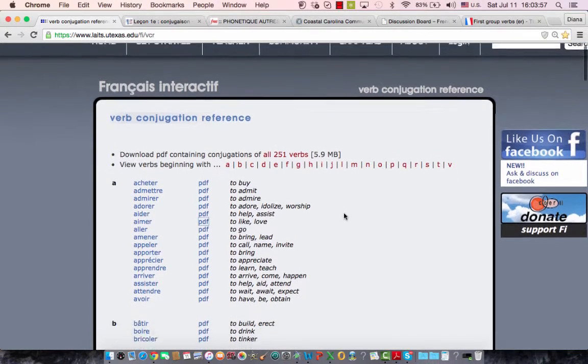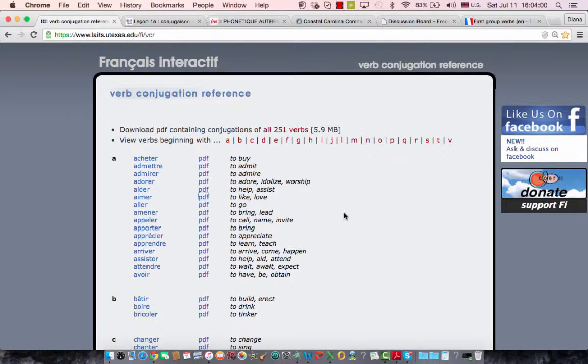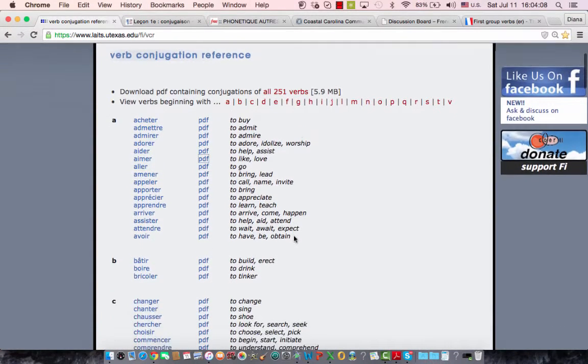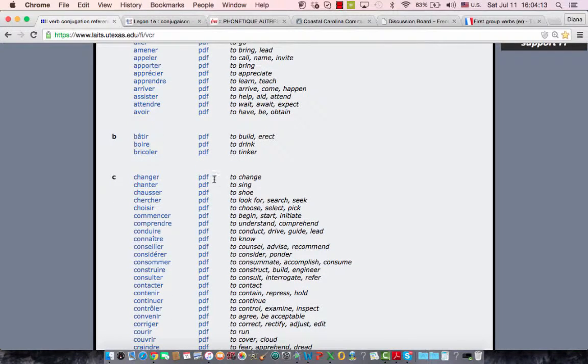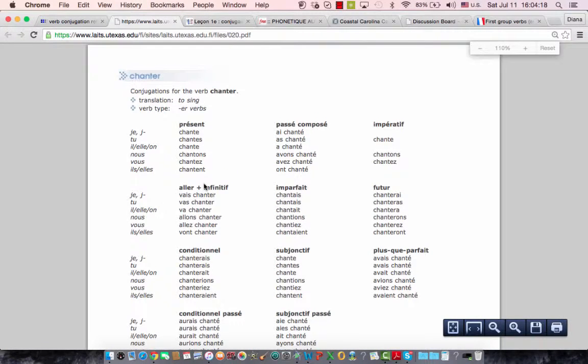Let's try another first group verb. You can just go down the list and see whatever verb ends in er. Not aller, however. Aller is an auxiliary verb, so it's the verb to go. So, not that one. But let's say the verb chanter, to sing. Je chante, tu chantes, il chante, elle chante, on chante. Nous chantons, vous chantez, il chante, elle chante.